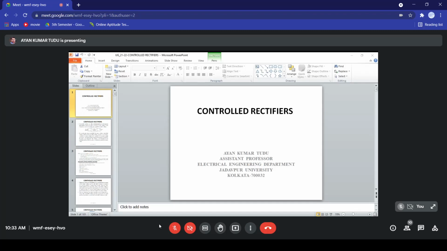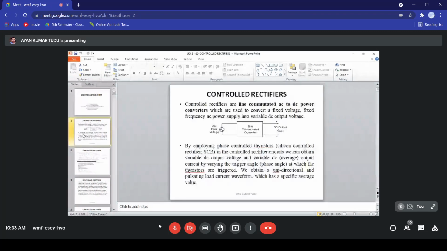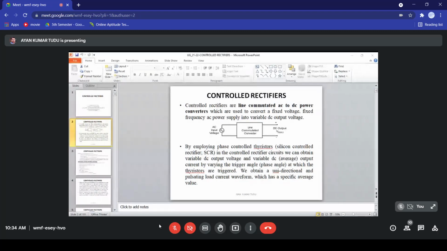Now, whenever we are talking about controlled rectifiers, obviously the diodes will be replaced by our thyristors or silicon controlled rectifiers, that is our SCR. So let us see what controlled rectifiers are first, and then we'll decipher all the individual controlled rectifiers one by one. First we have to understand what controlled rectifiers are.